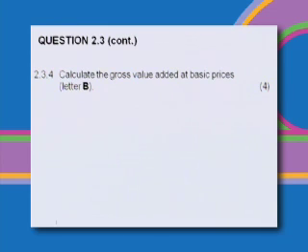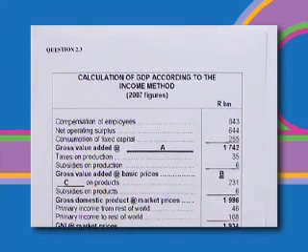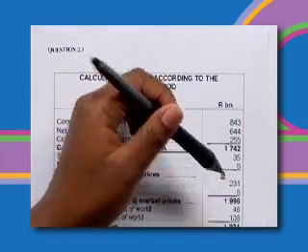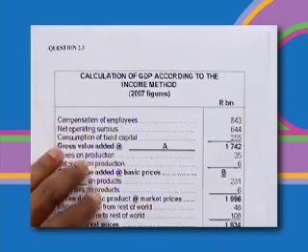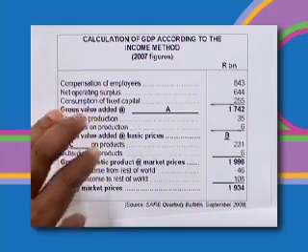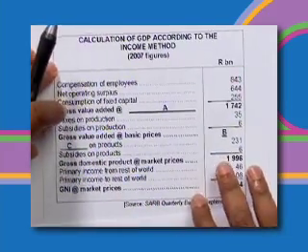2.3.4. You need to calculate the gross value added at basic prices, which is letter B. So now we go back to our table. We're required to calculate the gross value added at basic prices, which is letter B. Now, how are we going to do that calculation? Let's have a quick look. If you have a look over here, we need to look at what we're working on from our figures.